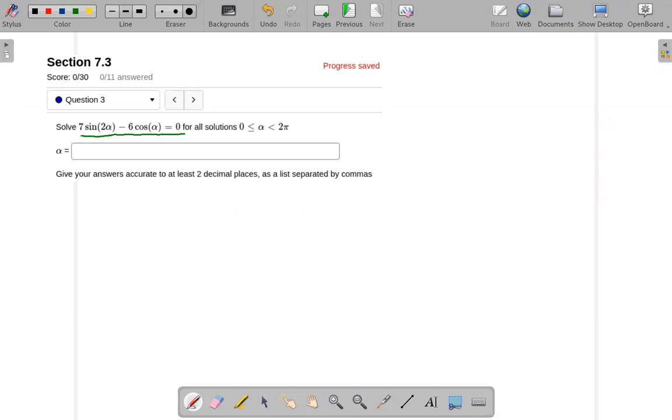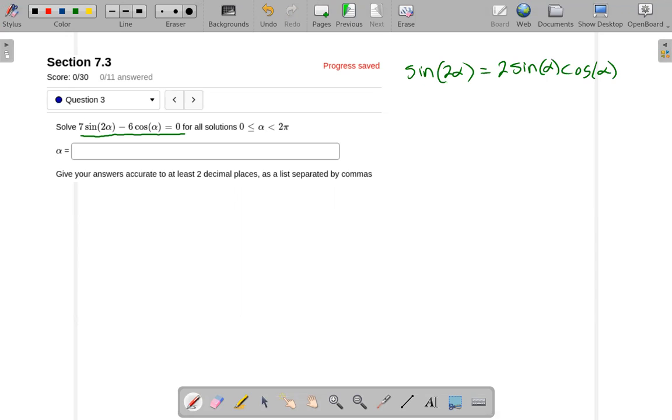We have a sine mixed with a cosine. That's the first dilemma. And then we have a double angle and a single angle. So that's the second dilemma. Since this section is about the double angle formula, I think that's probably a good place to start. So I'm going to remind myself, what is the sine of 2 alpha? It is twice the sine of alpha times the cosine of alpha.